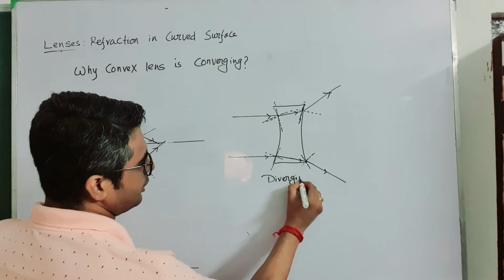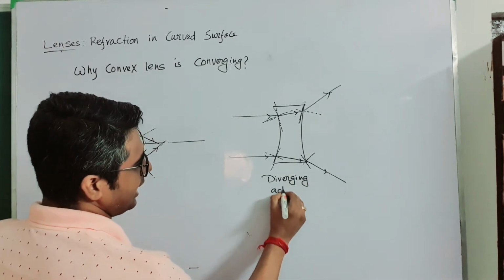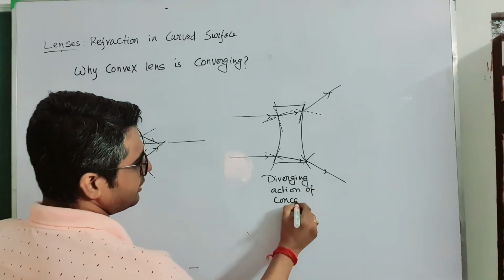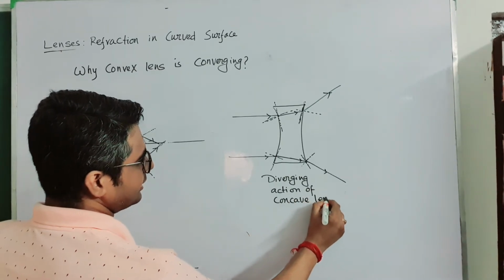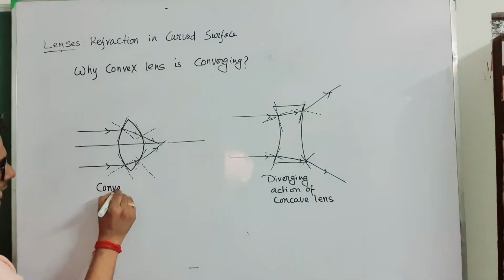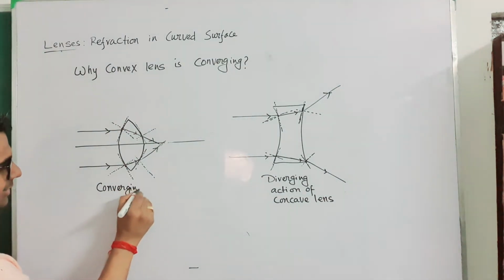This is how you will show diverging action of concave lens, and this is converging action of convex lens.